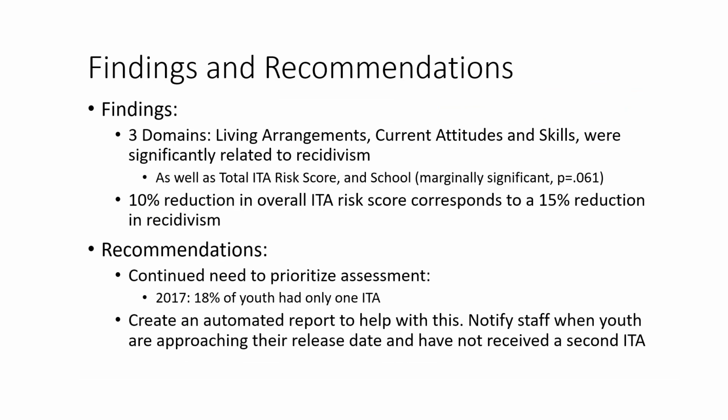So with that data in mind, this analysis led us to one recommendation for the IDA assessment process, as well as a couple of directions for future research. First, the study found that 3 of 10 domains are significantly related to recidivism. Additionally, the study found that a 10% reduction in total risk score corresponds to about a 15% reduction in recidivism. This highlights the importance of understanding how these domains impact recidivism so that we as an agency can focus on the most influential domains. The other outcome of this study was that it highlighted the need for routine reassessment.